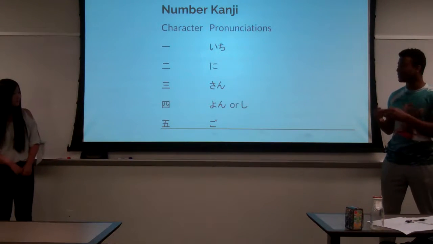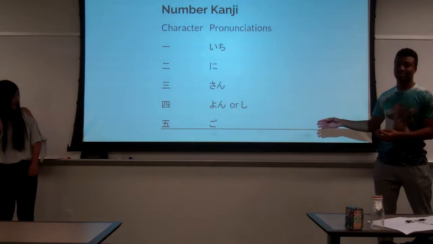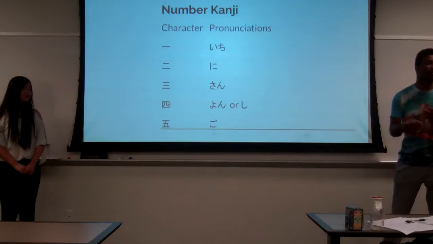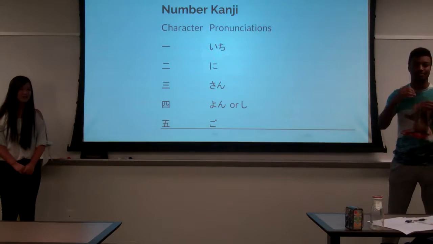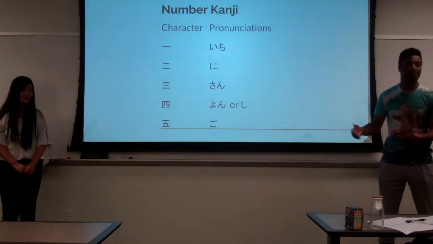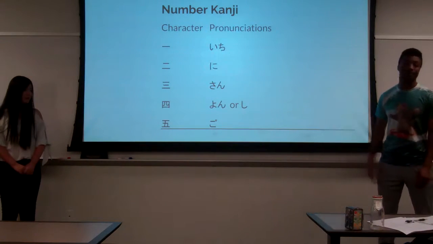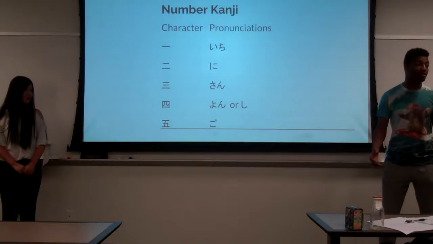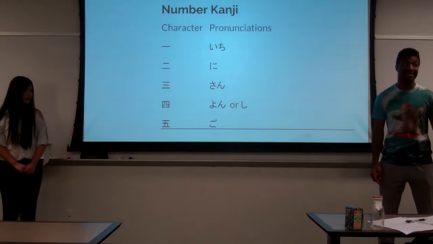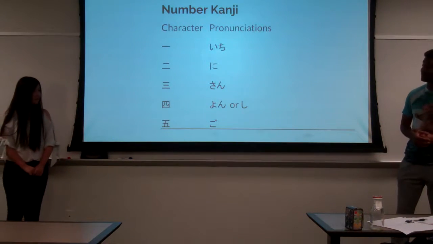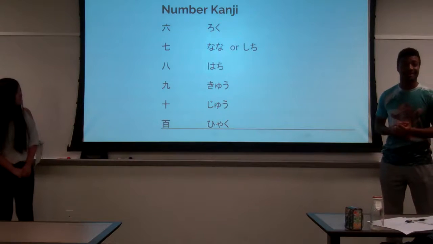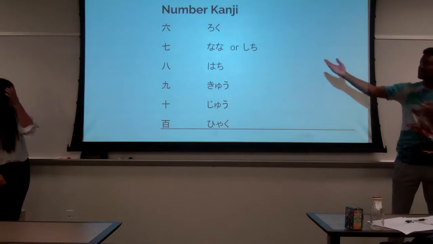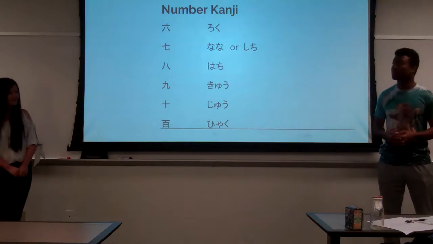Next, we have 4. We're getting a little bit more complicated. It's a box. Yon or shi, depending. You can use shi for the first 4, but you want to use yon after ju or anything above. So like 14, 44, we're going to use yon. Go is 5. Don't confuse that with go as in the language, although that go will pop up again in the kanji for language. Roku is 6. Not really any puns I can say about that, but it's pretty important to know. 6 is a nice number.